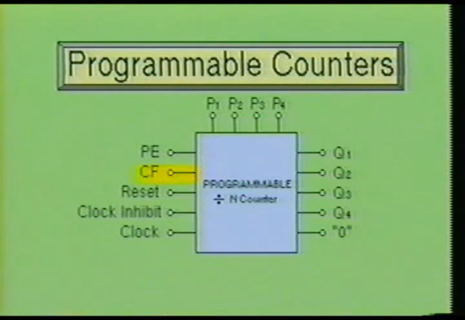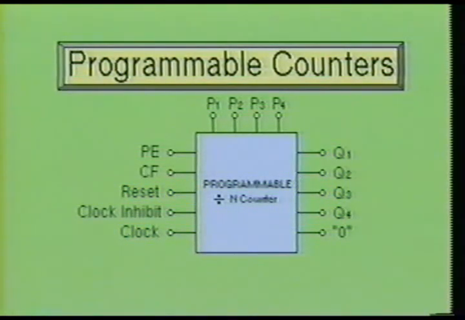Next is the input terminal, labeled CF for carry forward. This input is used for cascading the counter when a higher value is needed than that which can be achieved from a single stage. The terminal labeled 0 is also used when cascading stages together. CF is the input and 0 is the output. The clock inhibit input allows the pulse counting function to be disabled. The reset, clock, and outputs Q1 through Q4 perform similar functions as have already been described in the previous counter circuits.